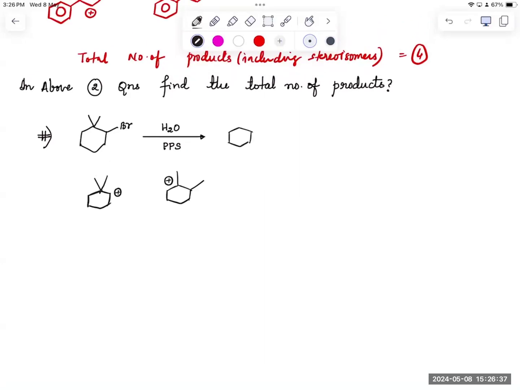So with respect to the first carbocation, if you write the product, we'll get OH. This is a chiral center, so I'll get two products, plus with respect to the second one, I'll get OH here. So we have two chiral centers now. With respect to that, I'll get four products. So total how many products? Total six products.